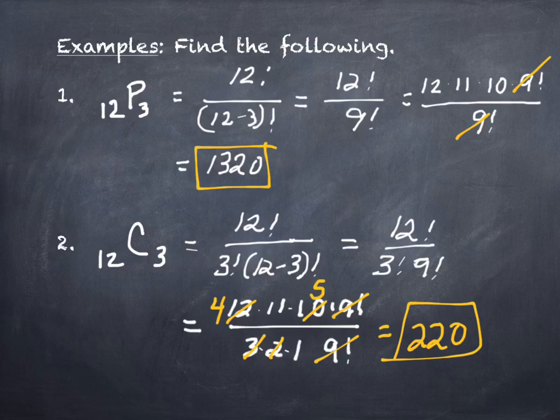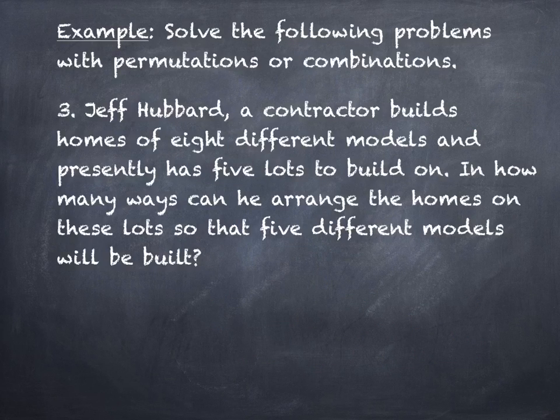Okay? All right, so I want to take a look with you at some examples of making decisions on whether or not the order matters. So we're going to do a few different examples. The first one we're going to do is a contractor problem. So Jeff Hubbard's a contractor, and he builds homes of 8 different models. He presently has 5 lots to build on.